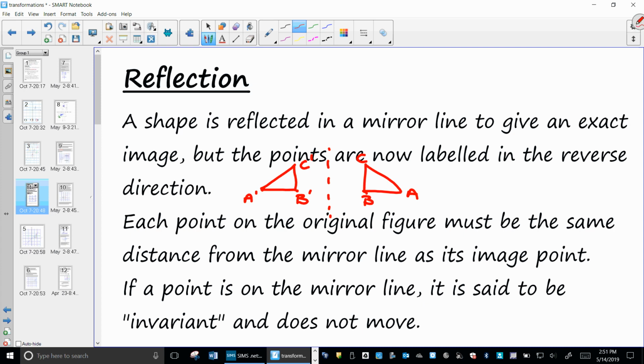Now, if we look at the direction of the letters here, we're going A, B, C in a clockwise direction. Yes? Look at my A dash, B dash, C dash. They're in an anti-clockwise direction. We need to put the dash. You should do if you're labelling your image. Yes, because if you labelled it ABC, ABC, you don't know which one's your original and which one's your image. Okay?